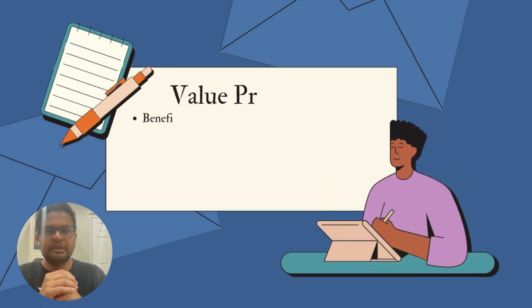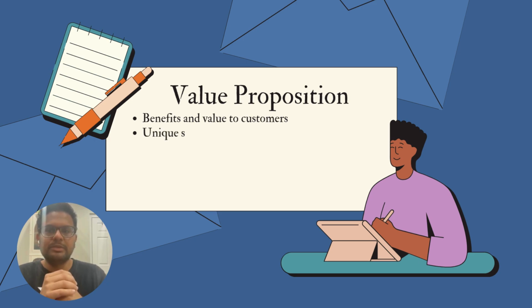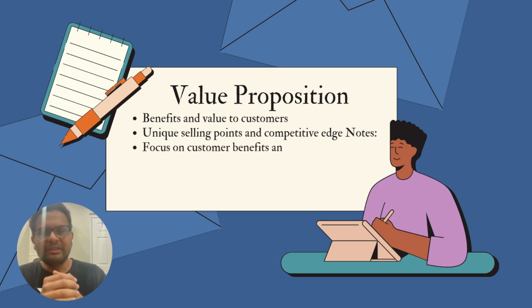This is the value proposition section. It's all about the benefits and the value this product will bring to your customer. Think about the jobs that your customers or users need to do, and how this product will make their jobs or their work easier.